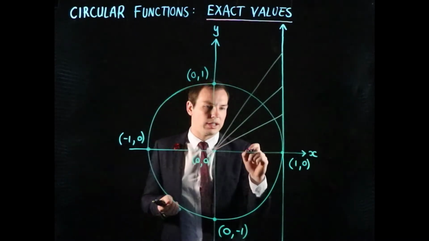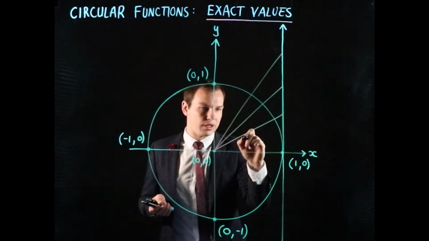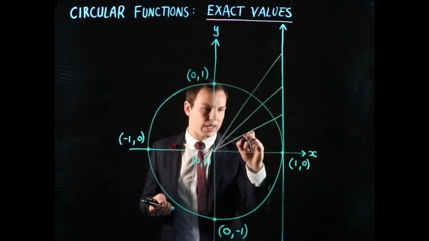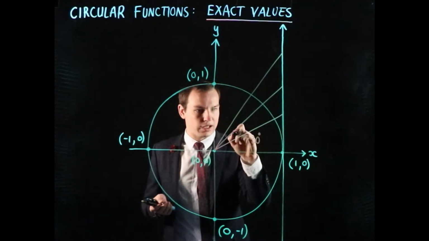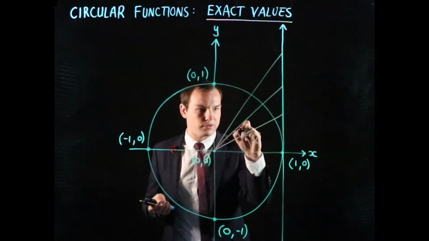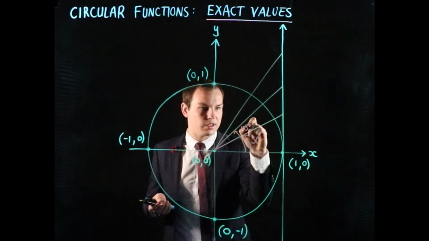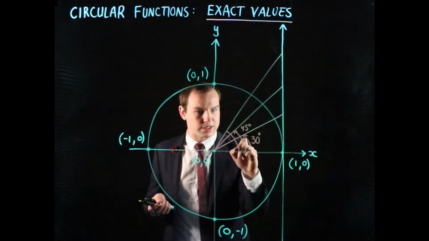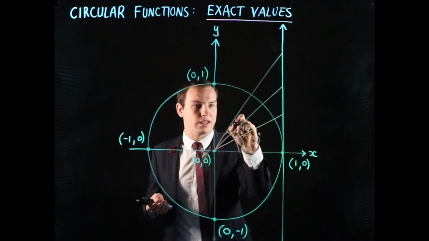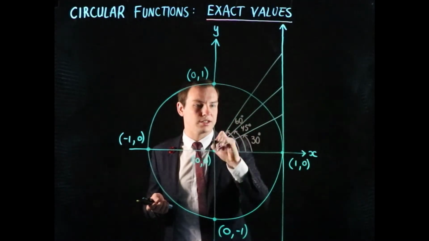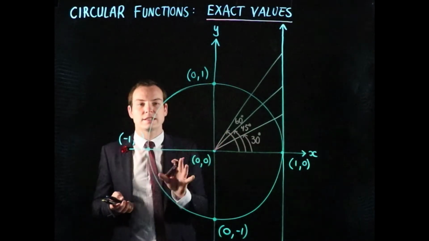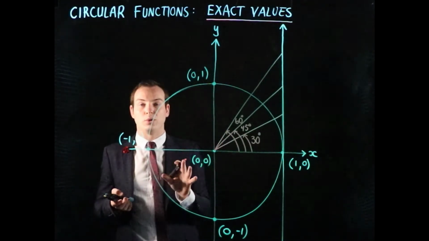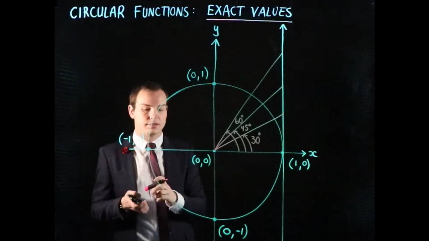So this angle here is going to be 30 degrees. Let's just make sure that we've annotated that. That's 30 degrees. This angle here was 45 degrees, so I'll just squeeze that in there. And the last angle, from there to there, is 60 degrees. These three angles have nice exact values that we know for sine, cosine, and tangent.